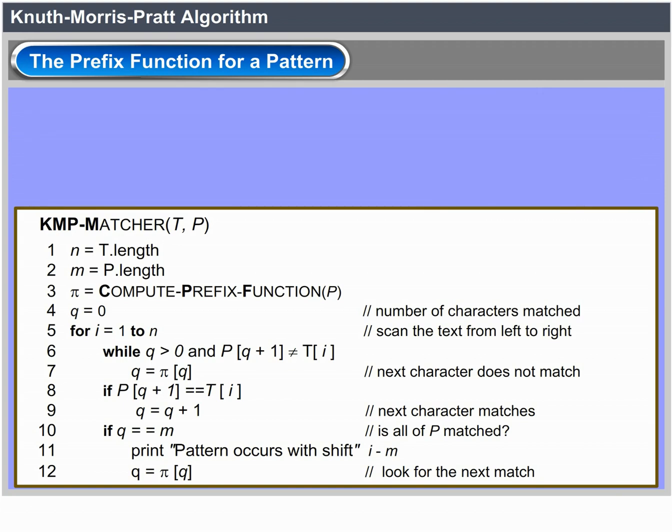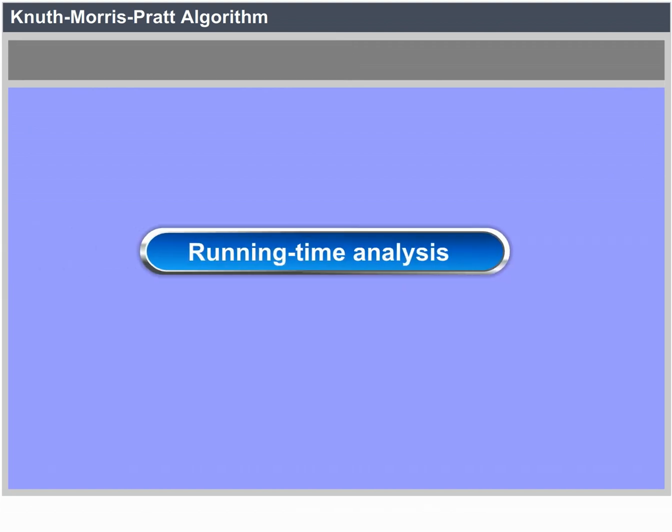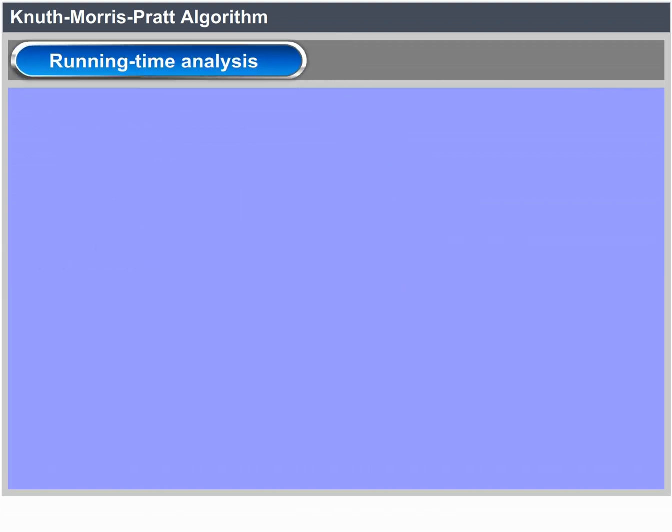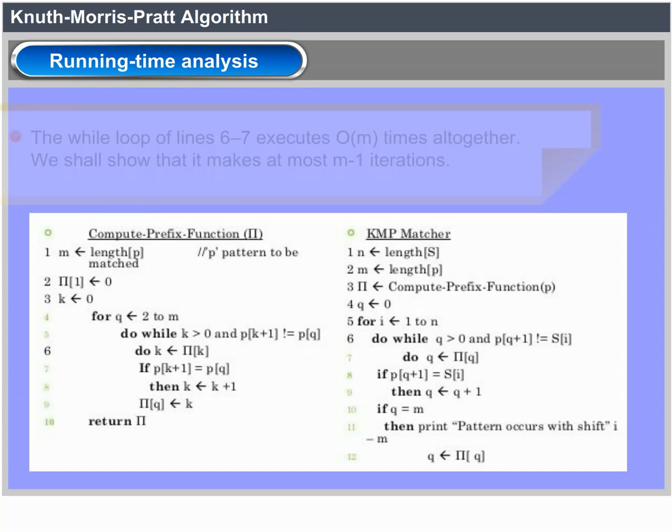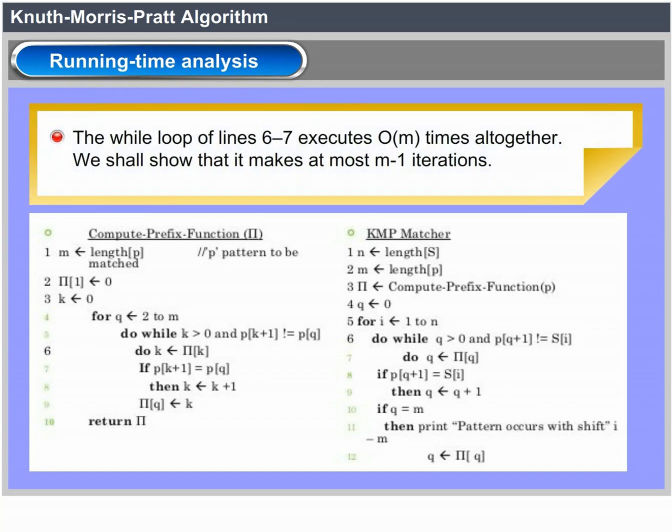The COMPUTE-PREFIX-FUNCTION procedure is shown in this figure. Running time analysis. The running time of COMPUTE-PREFIX-FUNCTION is Theta(m), which we show by using the aggregate method of amortized analysis. The while loop of lines 6 to 7 executes O(m) times altogether. We shall show that it makes at most m-1 iterations.